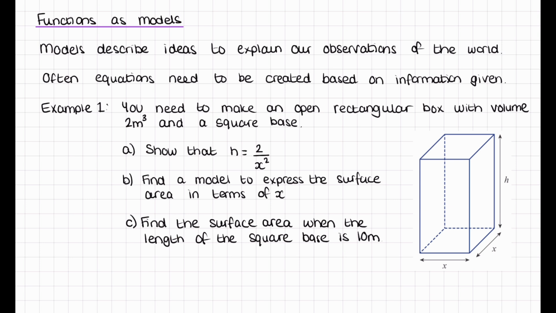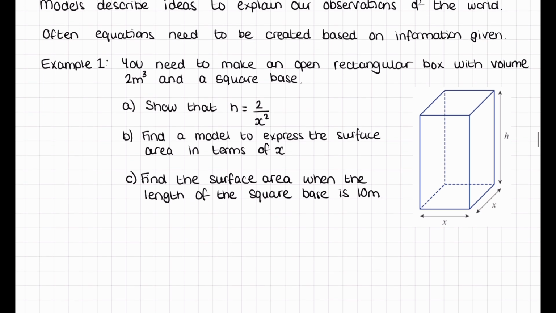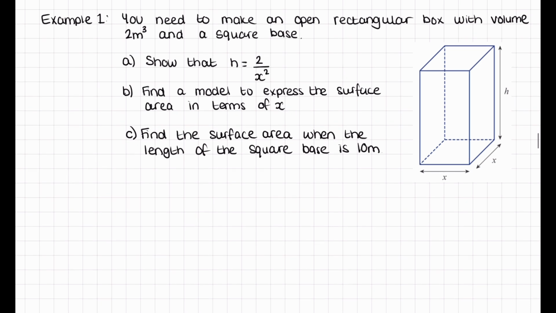First example, you need to make an open rectangular box with a volume of 2 meters cubed and a square base. So we want to show that h equals 2 divided by x squared. Now something to be really aware of here is in a show that question, you are not allowed to start with the answer and work backwards. That h equals 2 over x squared has to be the final answer. It cannot be used earlier on in the manipulation process.